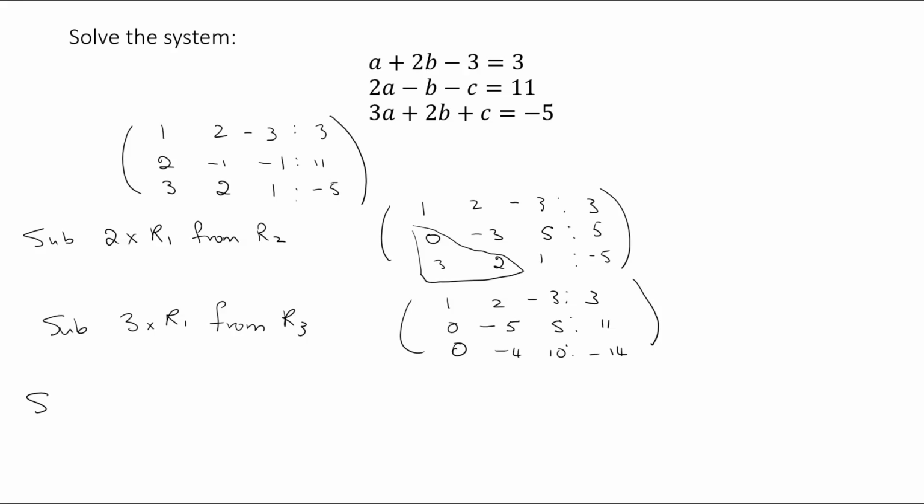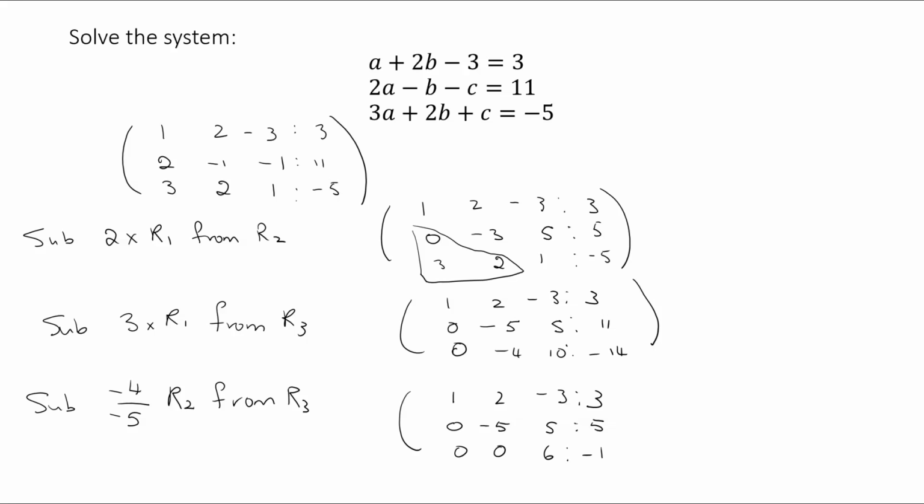So if we subtract -4 over -5 times R2 from R3, then the bottom line has 0, 0, and that's what we needed to get. So now we've got our 2 zeros, and we've done all the tricky work. Now we can put it back as a matrix, and we can start finding A, B, and C.